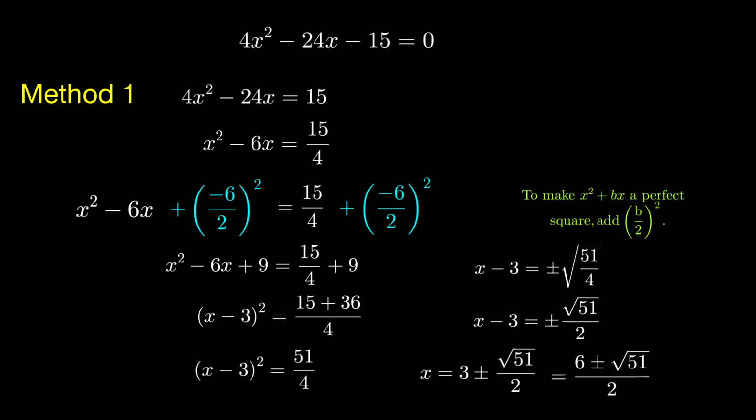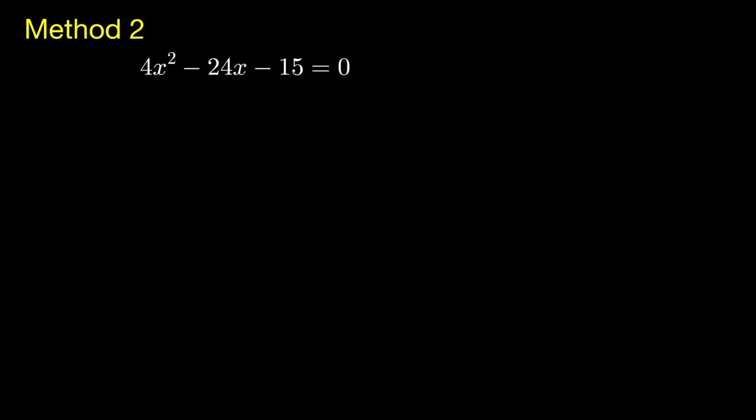Now, let's look at another way to do completing the square. In this second method, we're not going to divide both sides by 4 before we do completing the square. So what we're going to do here is look at the variable terms, 4x squared minus 24x, and we're going to factor out the coefficient of x squared, which is equal to 4. So we're going to get here 4 times the quantity x squared minus 6x, and then minus 15 equal to 0. Now we're going to make this x squared minus 6x a perfect square trinomial.